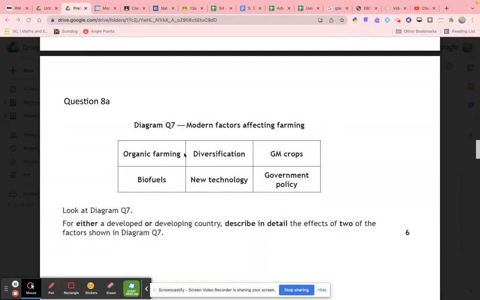Second of all, in countries like India, for example, if you're doing a developing country, growing other crops, like fish, for example, in their rice plantations, can help supplement their diets, giving them more protein in their diet and leading them to have healthier lifestyles.